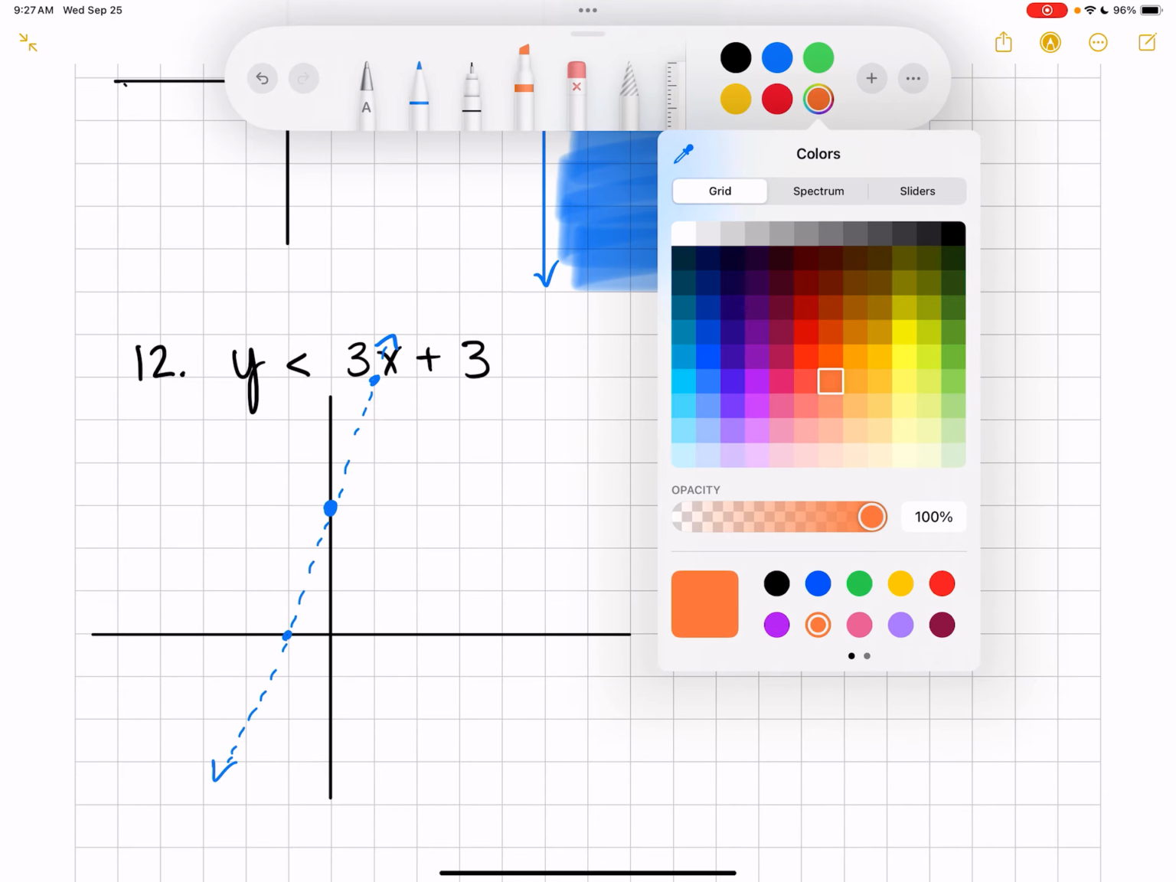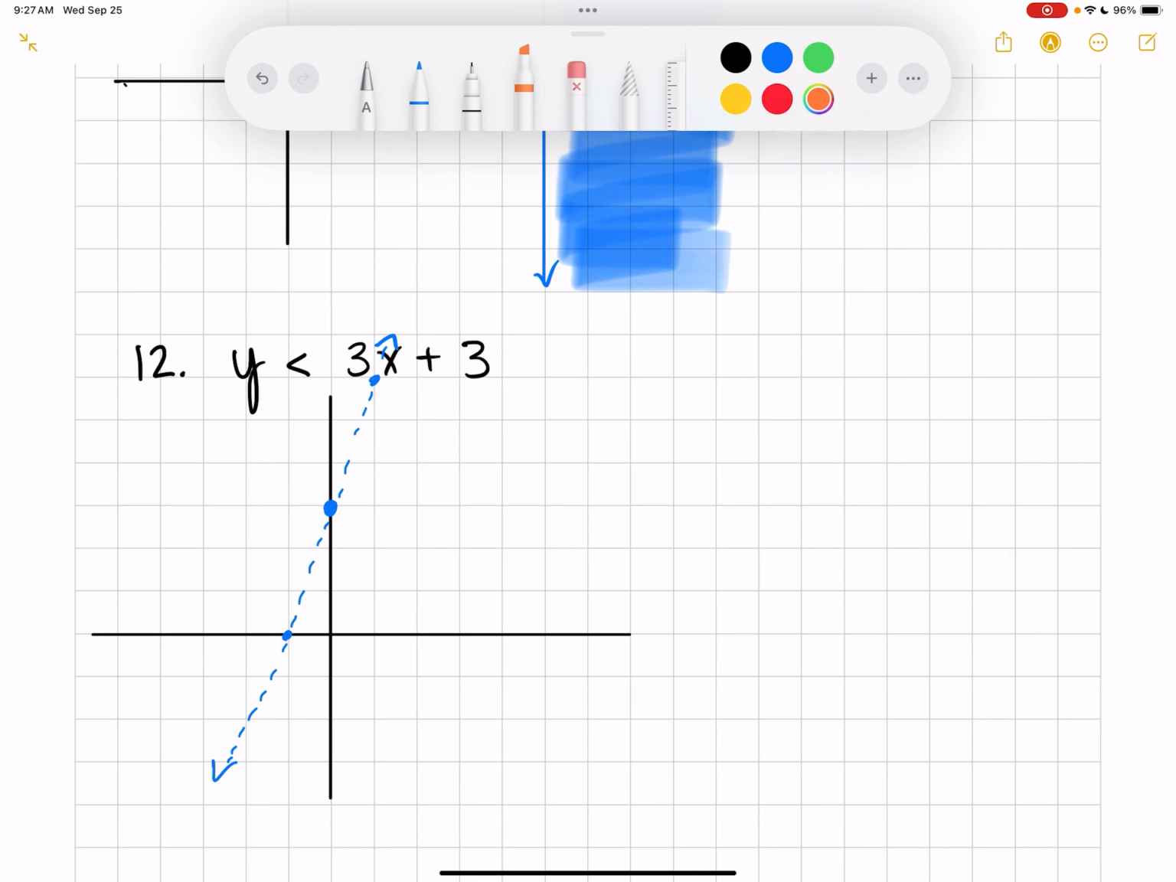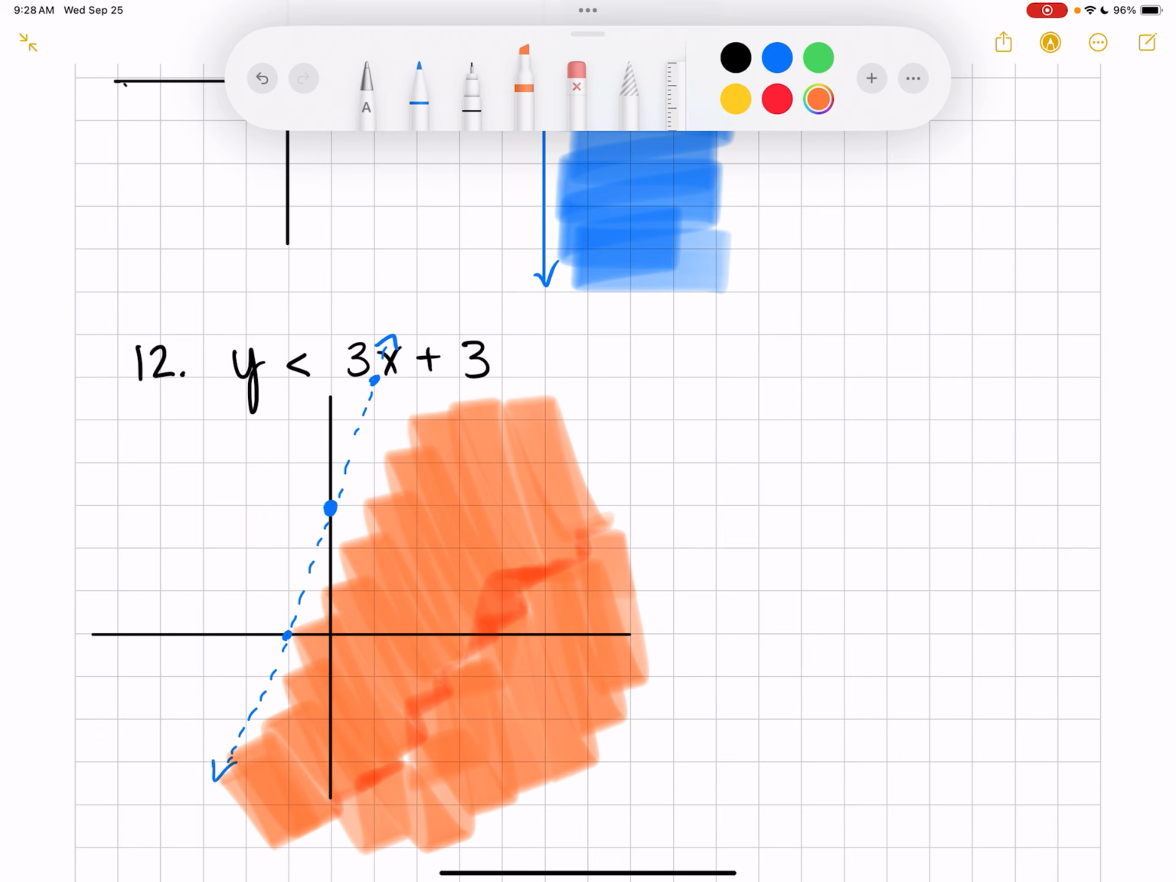All right, and am I shading above or below? We're going to be shading to the left of it. What do you mean by that? Like on the left side of it. No. y is less than, so we need to shade where the y values are smaller than the line. Where is y smaller? On the right side, down here. Because y is smaller down here.